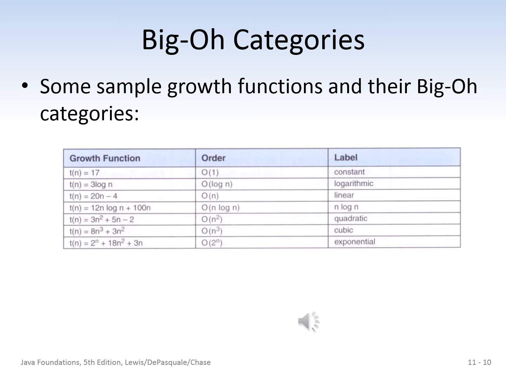So T of n equals 17 is O of 1, it's constant. You've got the logarithmic O of log n, O of n log n, O of n squared quadratic, O of n cubed cubic, and O of 2 to the n is exponential.